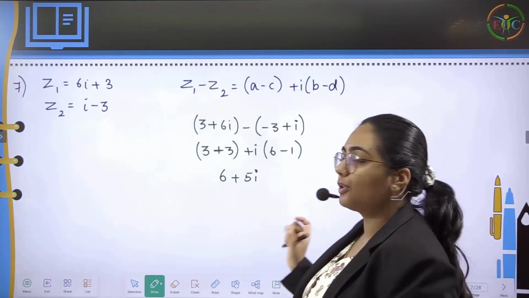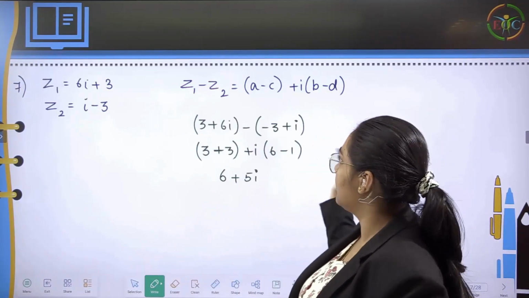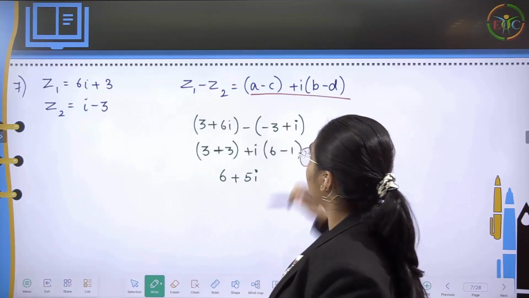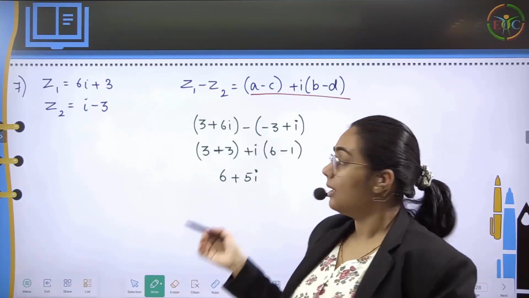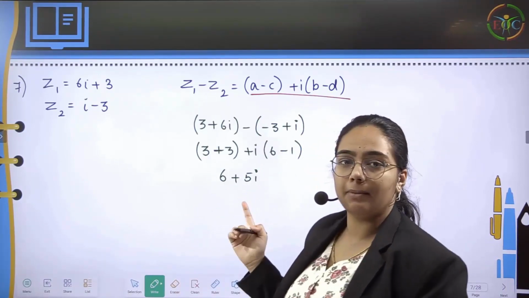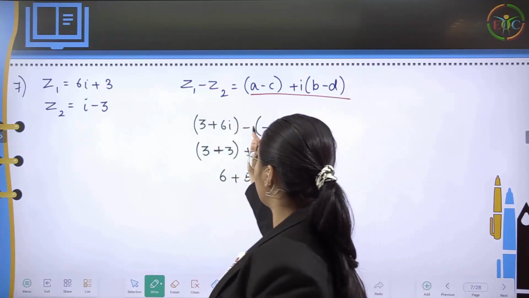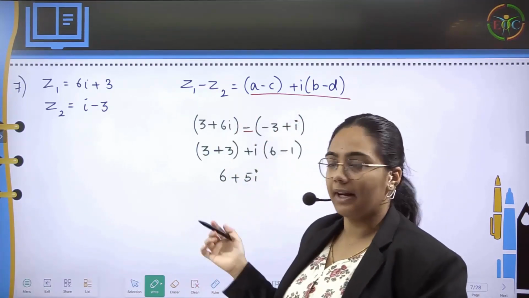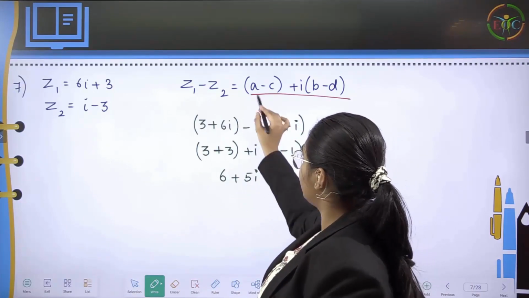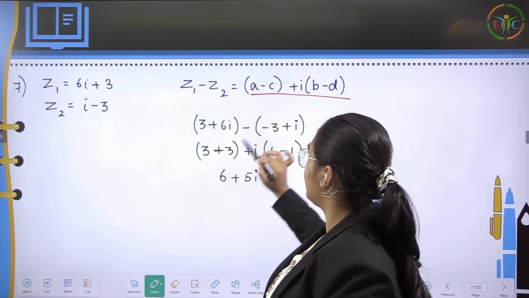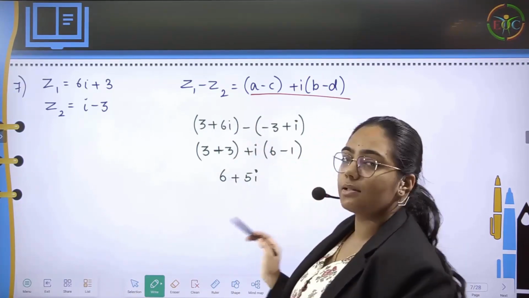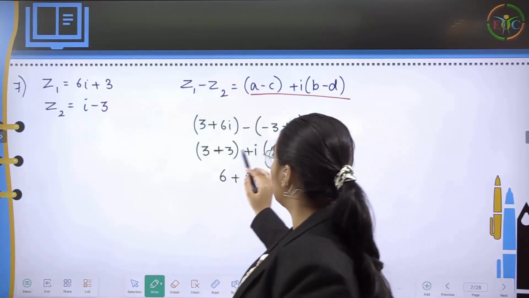Then the next question was subtraction, that is z1 minus z2. The formula is a minus c plus i into b minus d. First I'll write the same thing, just adding a subtraction sign. The next thing is a minus c. a is 2, and minus of minus 1 becomes plus 1.